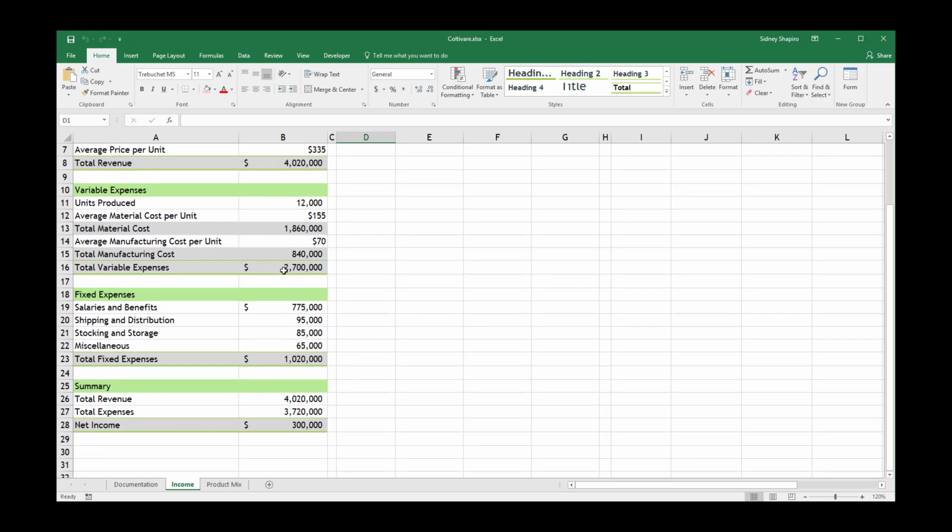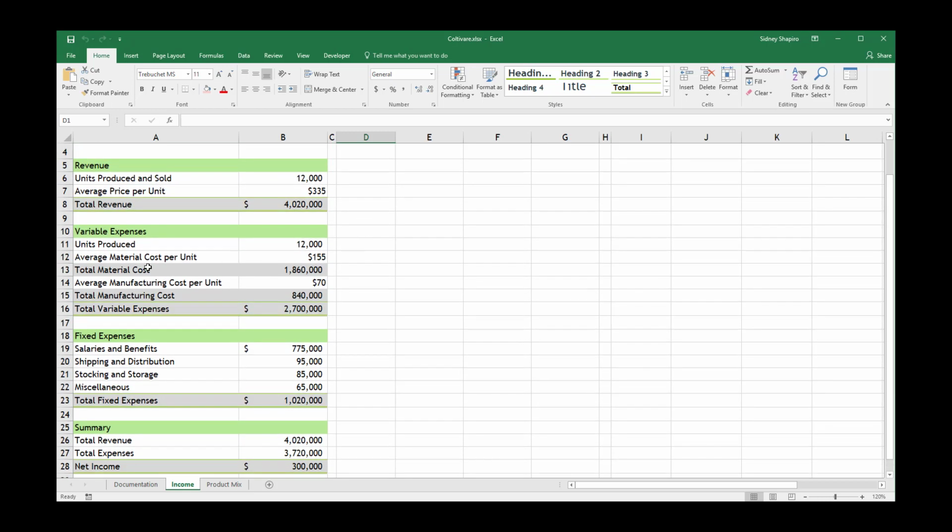Next is our variable expenses. Okay, so we have 12,000 units produced. The average cost to produce a unit is $155. So that means that we have to spend $1.86 million on manufacturing the lawnmowers, and we basically take that out of here. Average manufacturing cost per unit is $70. Total manufacturing cost is $840,000. So this will be like labor, machines, etc.